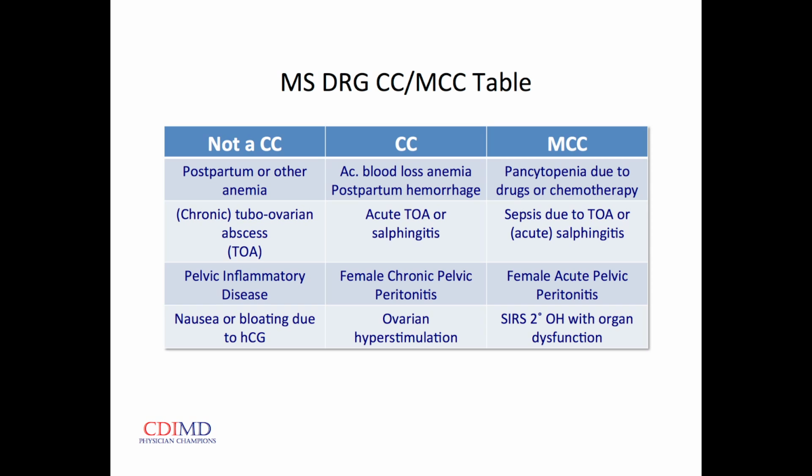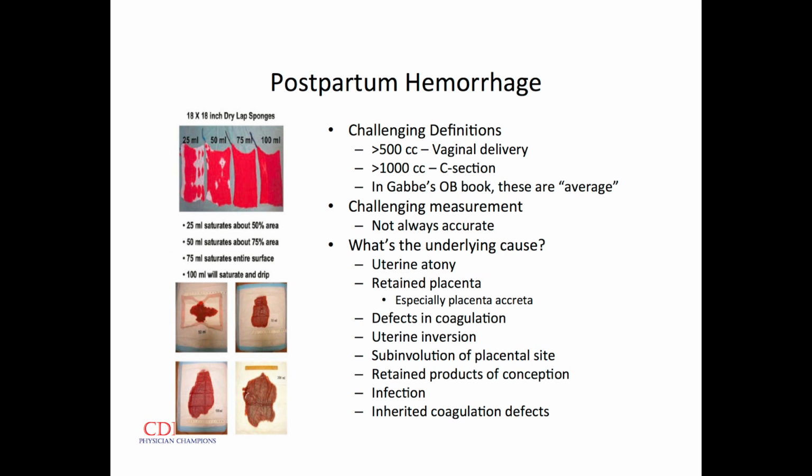Now this is a table that represents terminology for which we get no credit, terminology for which we get some increased credit, and terminology for which we get a great amount of credit. Acute blood loss anemia, postpartum hemorrhage, we get credit for that. Acute tubo-ovarian abscess or salpingitis, partial credit for that. But if they are septic, then we get increased relative weight at the highest level for that. And we've already been discussing postpartum hemorrhage a bit, and there are different strategies for trying to quantitate it. Some people weigh the towels and try to estimate the blood loss.